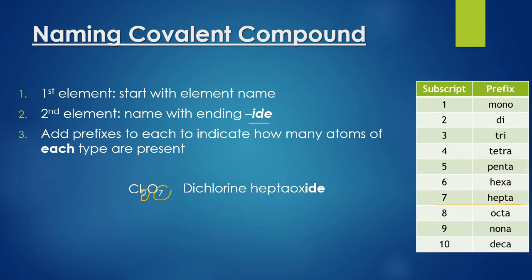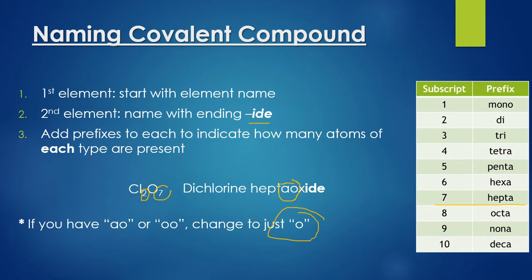So dichlorine heptaoxide. Now notice it looks a little weird having two vowels right next to each other. So another rule, and this is just a spelling error, which I won't ever count you off for because I'm not the best speller myself, but if you have two vowels next to each other, an A and an O or an O and an O, it is just changed to O for the spelling purposes. It would just become heptoxide.